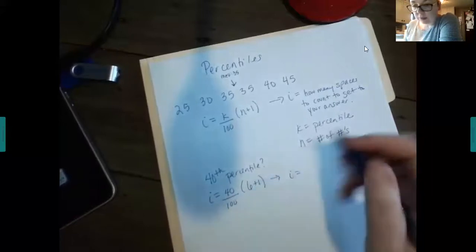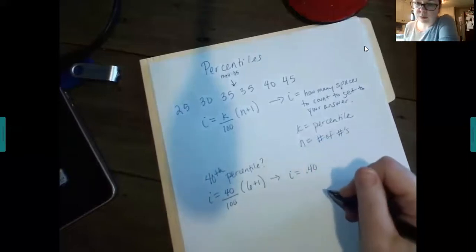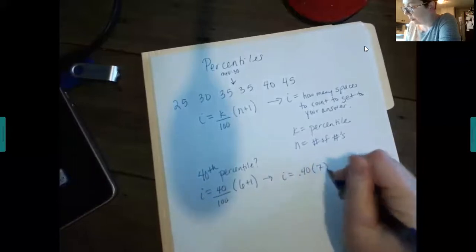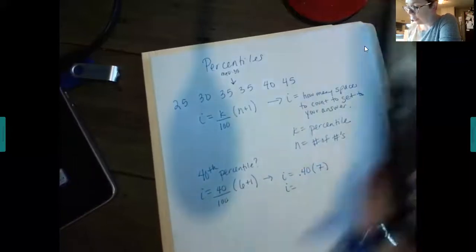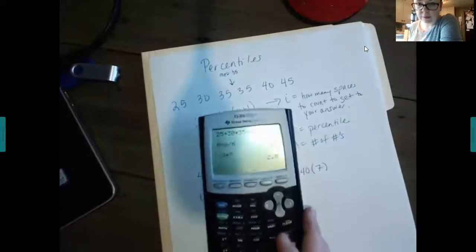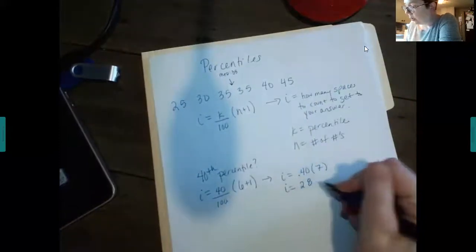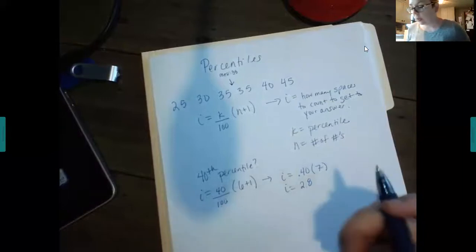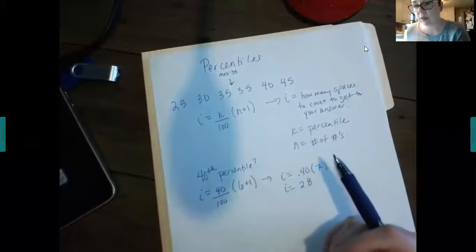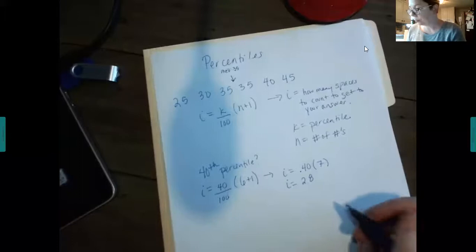So 40 over 100 in decimal form is 0.4 or 0.40, however your calculator shows it, and 6 plus 1 is 7. So when we put that in the calculator, we get 2.8. Ooh, there we go, 2.8. Now, we have a number in the second spot and we have a number in the third spot, but we don't have a number in a 2.8 spot. So this is where we are going to have to average them.